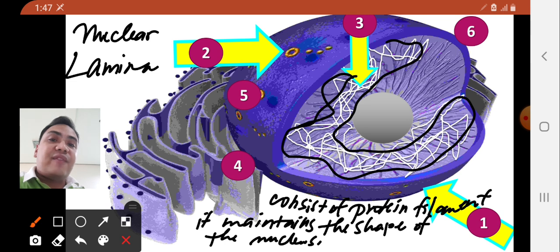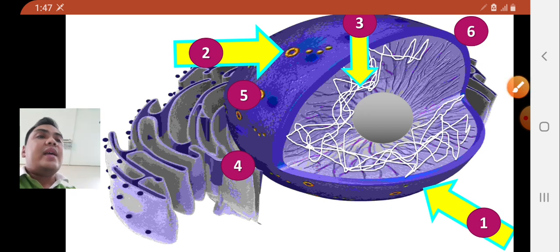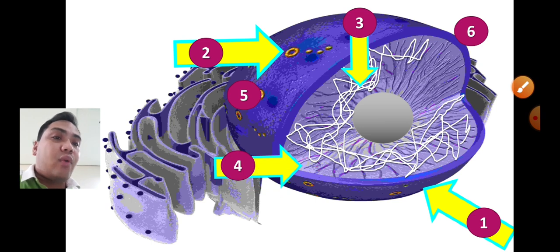So this is the main function of the nuclear lamina. It consists of protein fibers which maintain the shape of the nucleus. Okay, so that is the nuclear lamina. In addition to that, we have number 4.